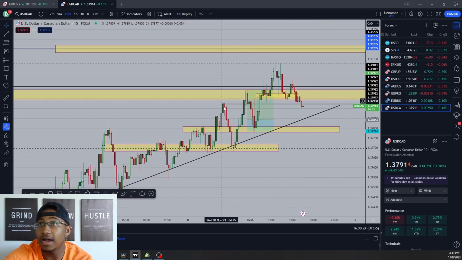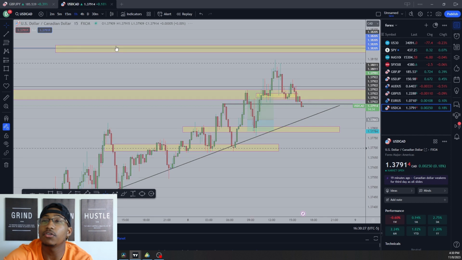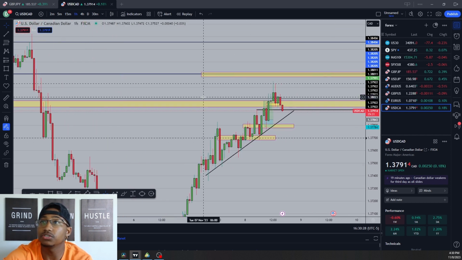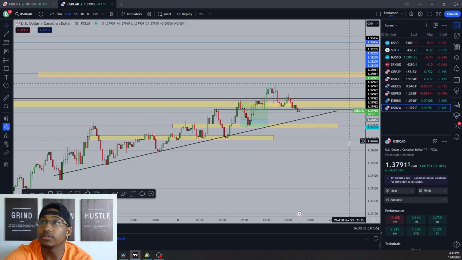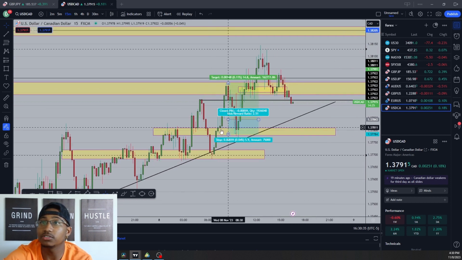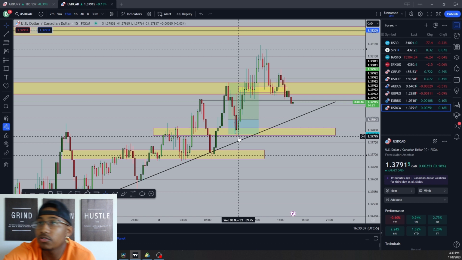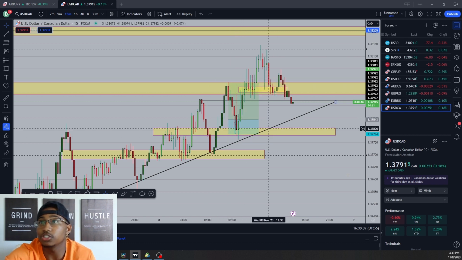It came up, made a high, came down. If I see off the hourly, this was the resistance, so I knew I could play up to this area. So I went in on the 15 minutes. I caught this, played it off the demand zone right here, played it up to the resistance, took profit.